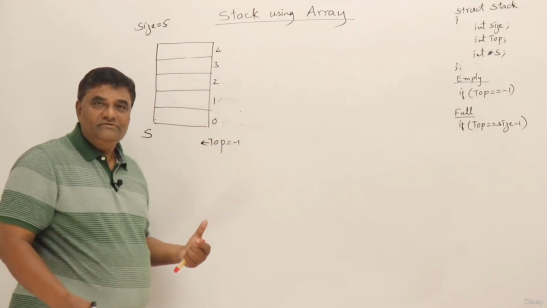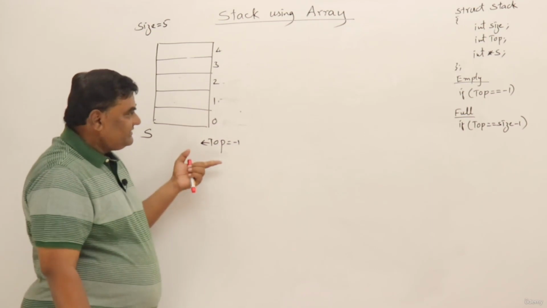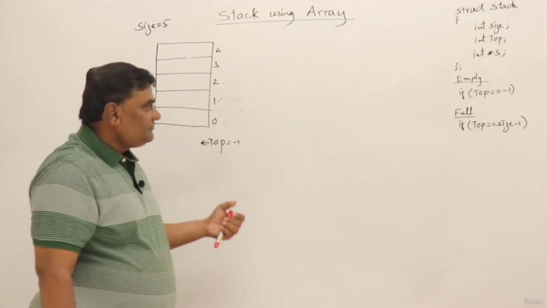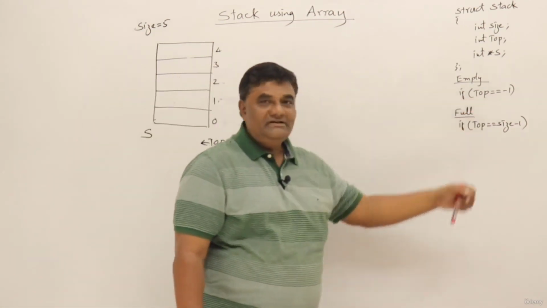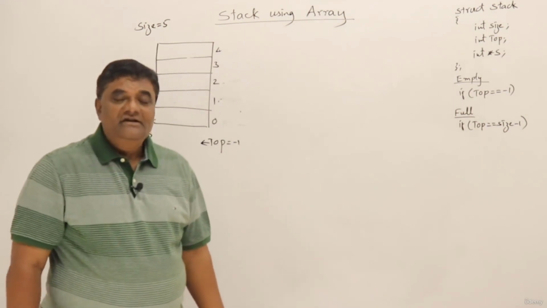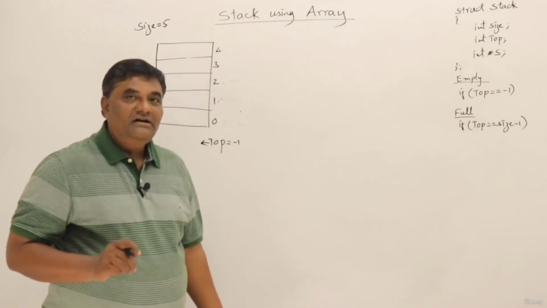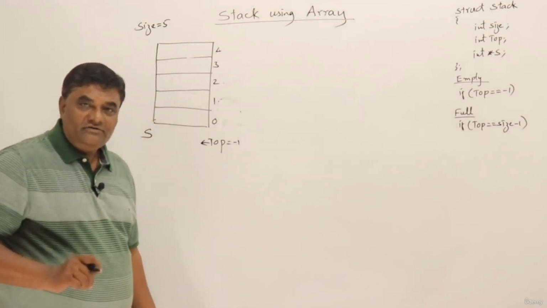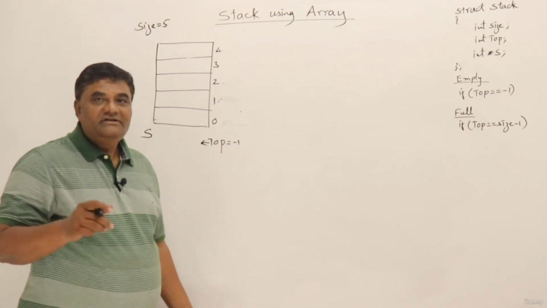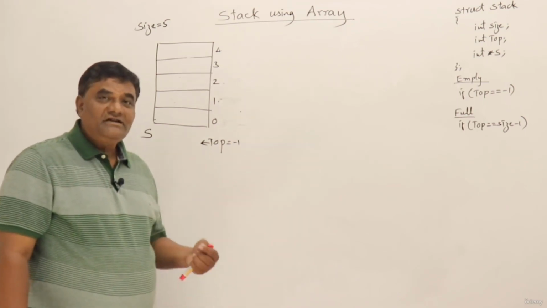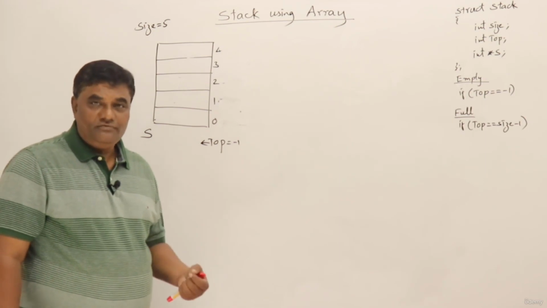How do you say there are no values? Stack is empty. How do we say the stack is empty? Top is equal to -1. Yes, top is equal to -1. Stack is empty. So before deletion, we should confirm, are there any elements present in the stack or not? If there are no elements, we cannot delete any element. If we still try to delete, then we say stack underflow.